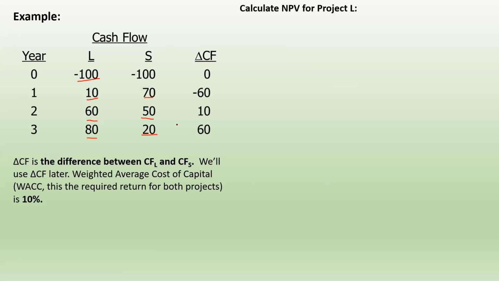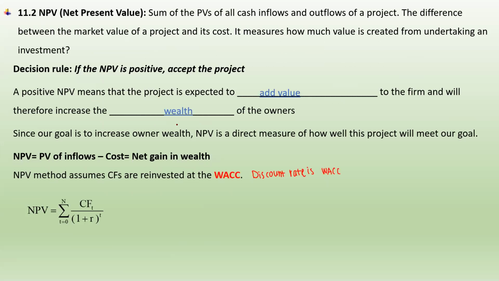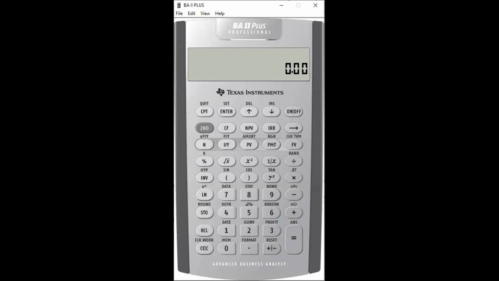And how do we calculate the NPV of project L? We of course can use this formula here. However, we have a more straightforward way, which is to use the financial calculator. You're quite familiar with that, but I will still show you how to use it. For project L, the initial investment is -100, so we enter this cash flow, press enter, and it goes down.